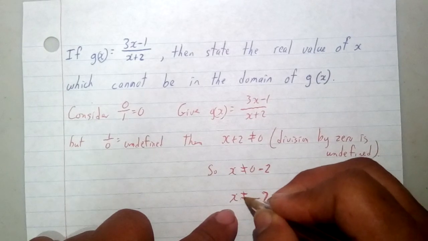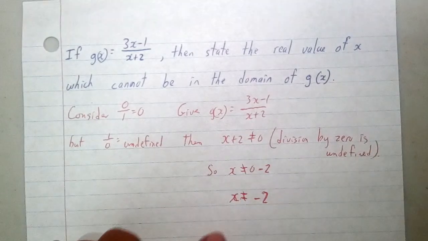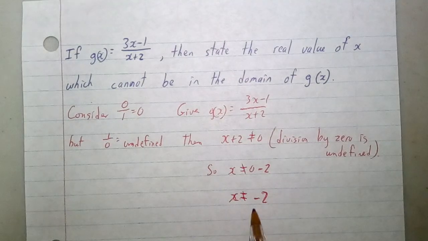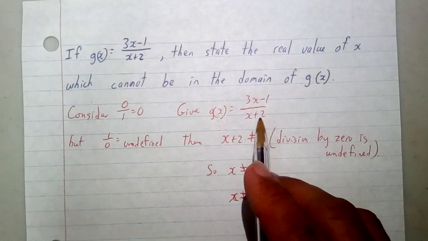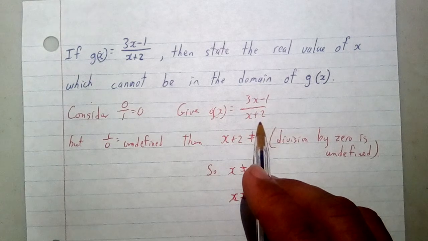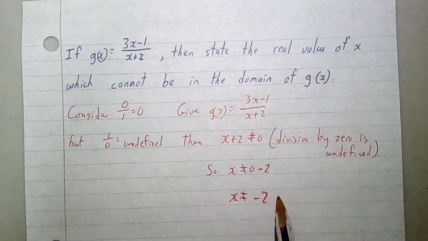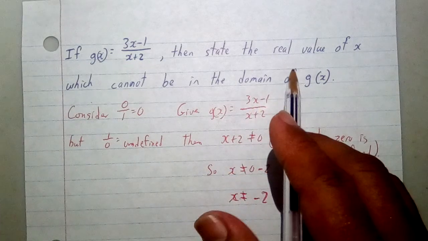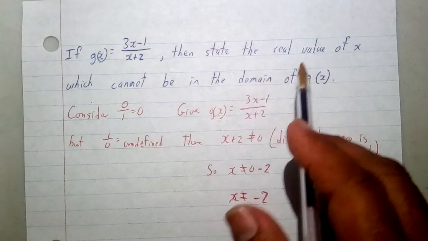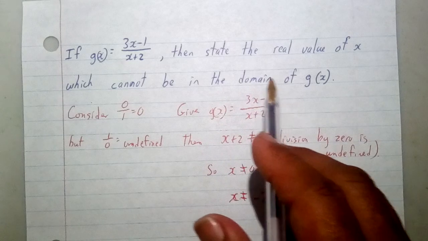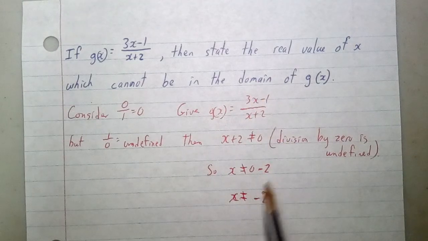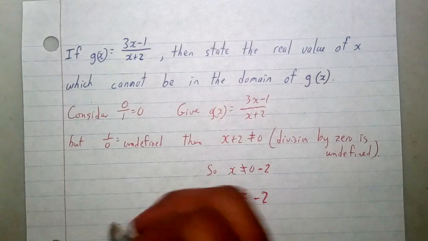Now let's see what all this means. This is simply telling me that whenever x is equal to negative 2, we would end up with a 0 at the bottom. So therefore, we can say that the only time this will be true for us to get real values in the domain is when negative 2 is not part of the domain.